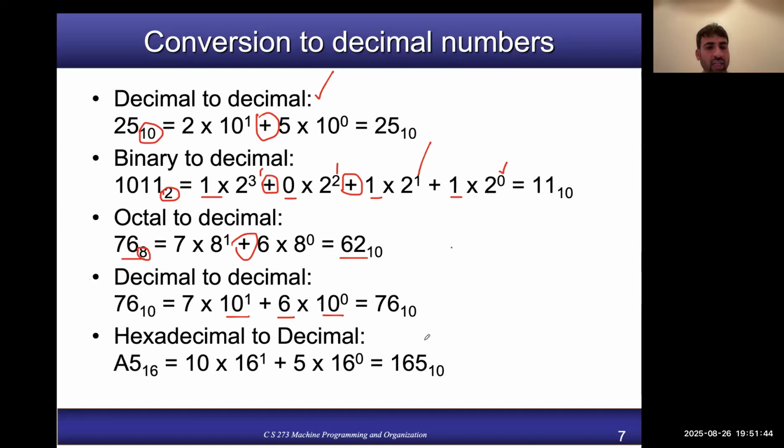Okay, what about hexadecimal to decimal? I guess by this time you have already got the idea how things are working here, right? So when you want to convert from hexadecimal to decimal, the base is 16. So what you do is you use the increasing powers of the base, which is 16 power 0, 16 power 1, and you multiply with the corresponding digits of the number, like 5 and 10, and then you get the sum, so you will get 165.